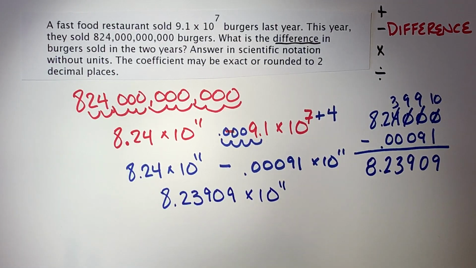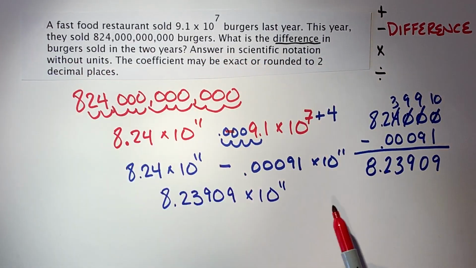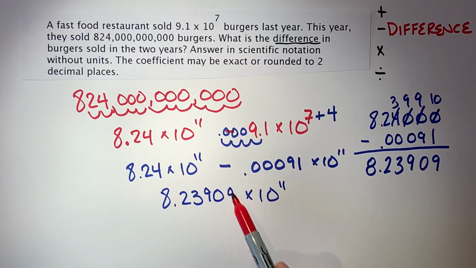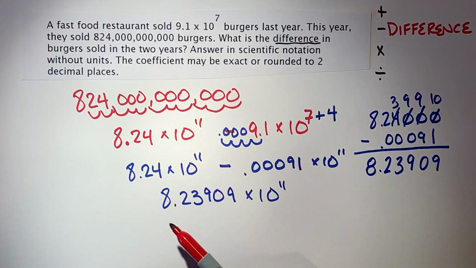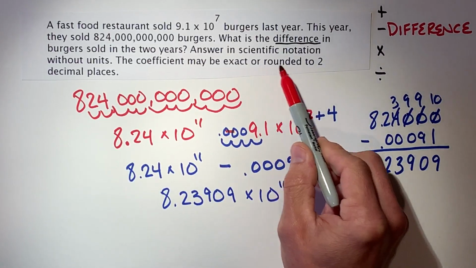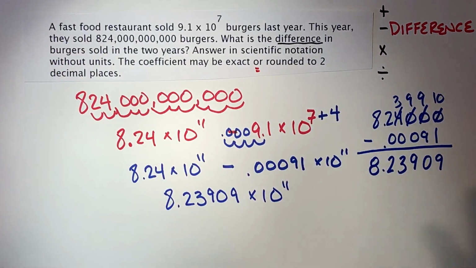And now let's check the question. It says answer in scientific notation. I'm looking right here. Answer in scientific notation, done. Without units, good. The coefficient, again, I call it the first term. They're calling it the coefficient. That's fine. The coefficient may be exact, which is what this is, or rounded to 2 decimal places. And because they give me the option, you can do either one.